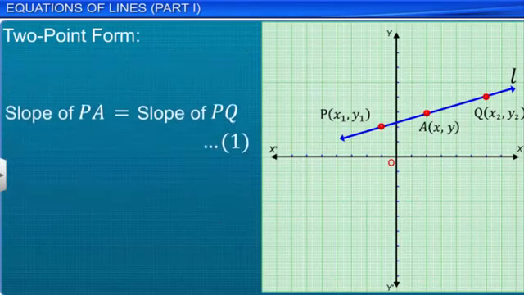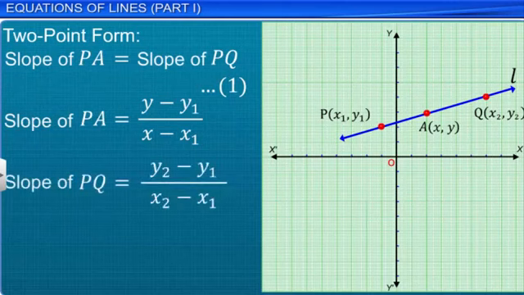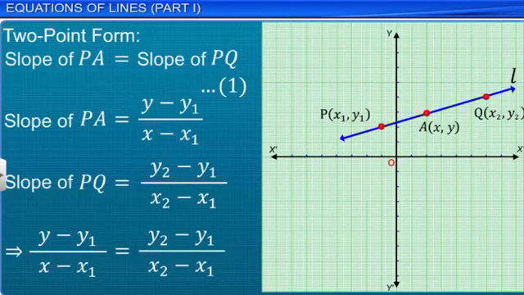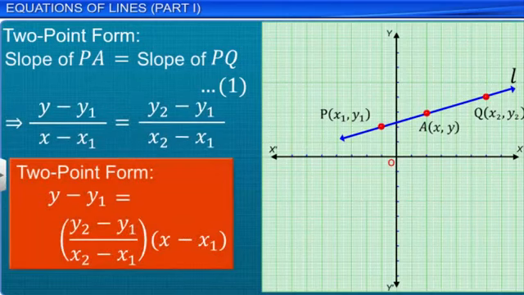The slope of PA is given by (y minus y1) upon (x minus x1). Similarly, the slope of PQ is given by (y2 minus y1) upon (x2 minus x1). Let us put the values of the slopes of PA and PQ in equation 1. On simplifying, we get the two-point form of the equation of a line passing through the given points P and Q.